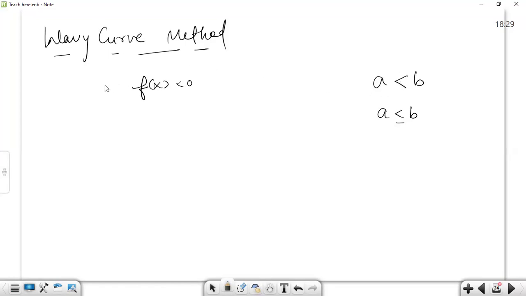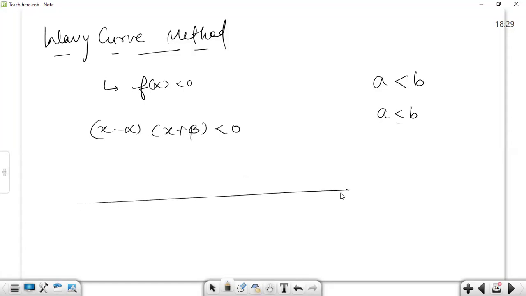So the wavy curve method says that first you write the inequality and then you have to factorize it. Okay, so we have done the factorization. Now represent it on a number line, given that the roots are real. Because if the roots are imaginary, complex numbers cannot be compared. Inequality in complex numbers is not defined. So the roots have to be real.